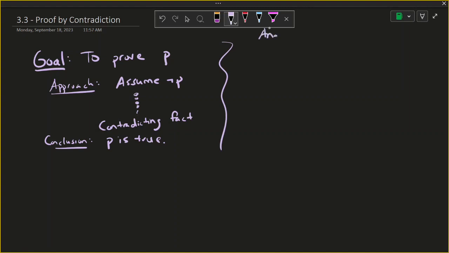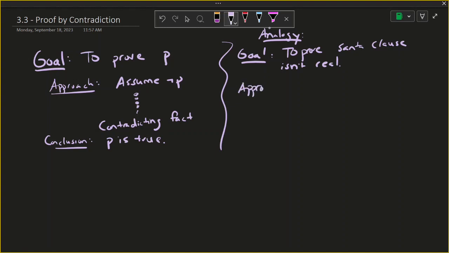Here's an analogy, or basically not an analogy, it's a proof by contradiction. So sorry for any spoilers out there, but let's say the goal is to prove that Santa Claus is not real. And so the approach I would take would be a proof by contradiction. We're going to assume the opposite. So if this is our P, that he isn't, we're going to assume that he is real. So assume not P.